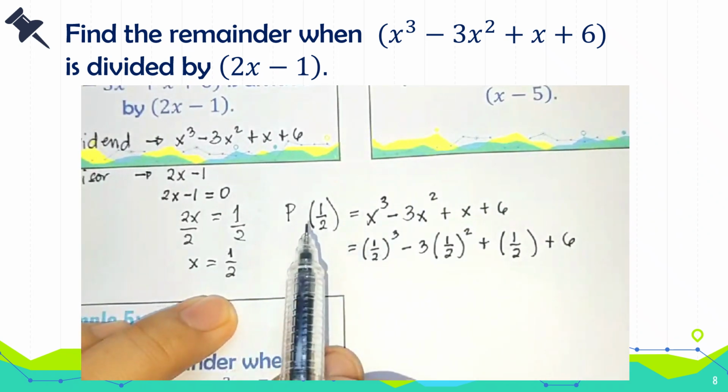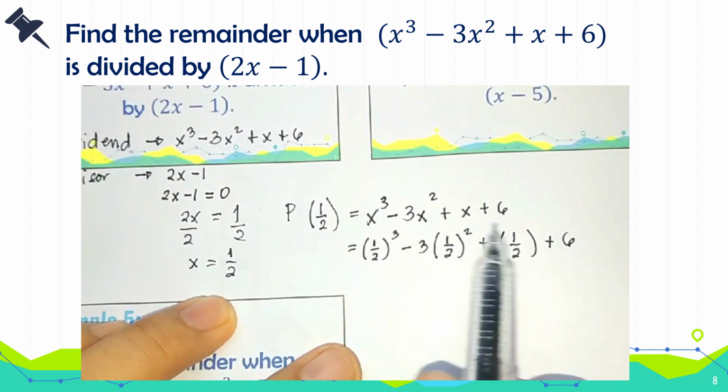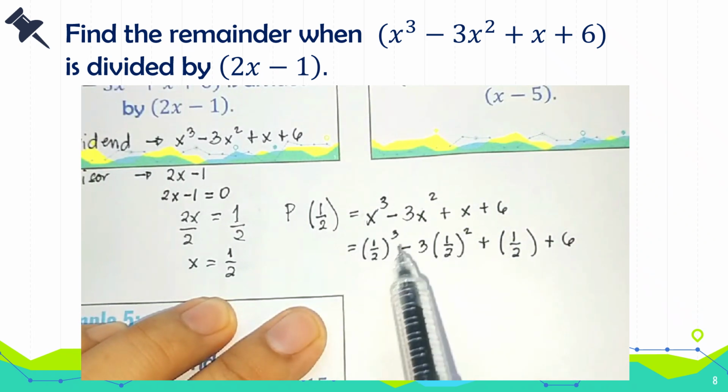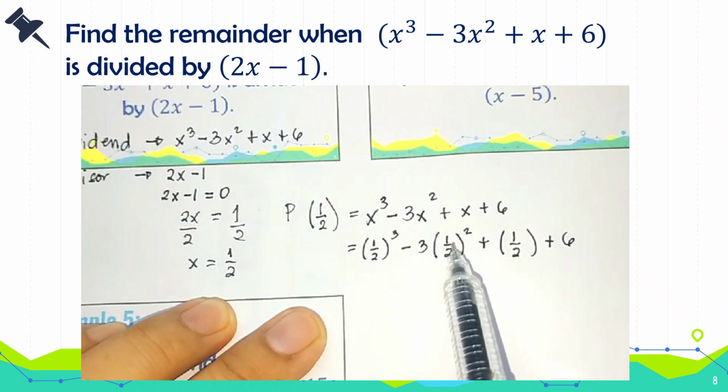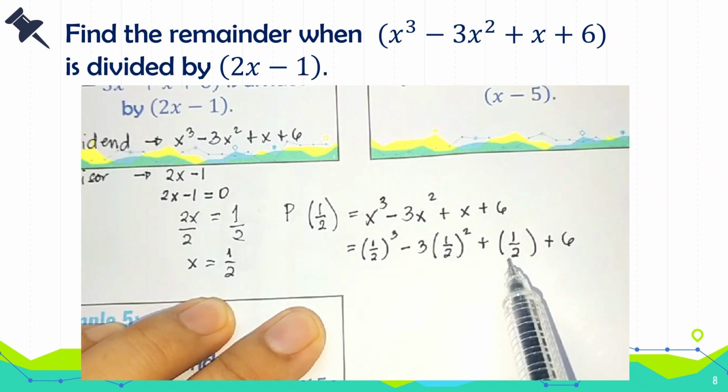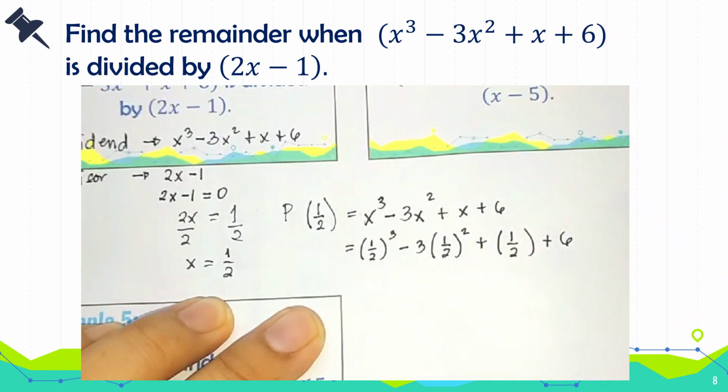So I substituted 1/2 to all the values of x here. We have 1/2 raised to 3 from this expression, 3 times 1/2 with the exponent of 2, plus 1/2 from here. Then we have the constant 6.